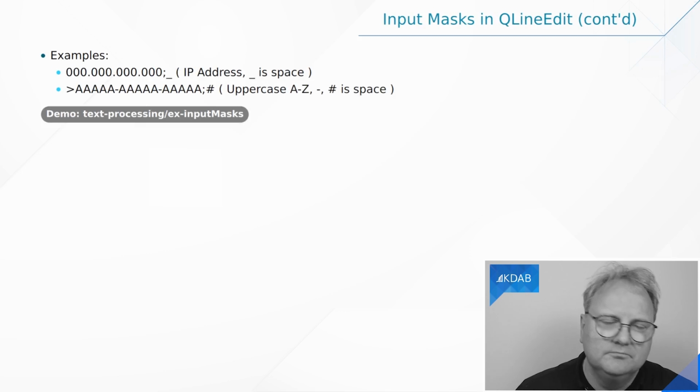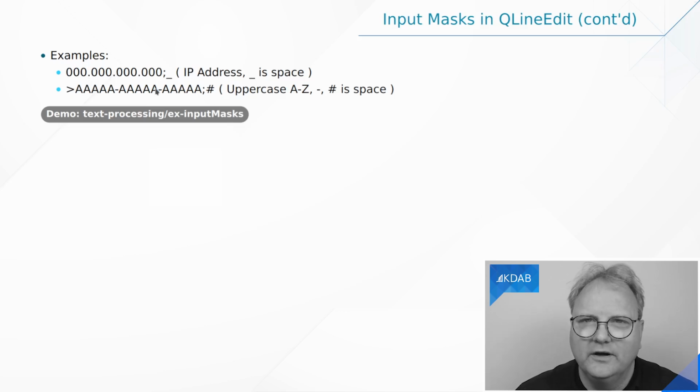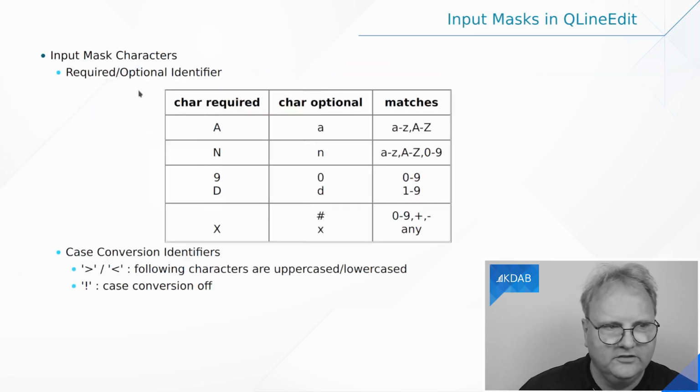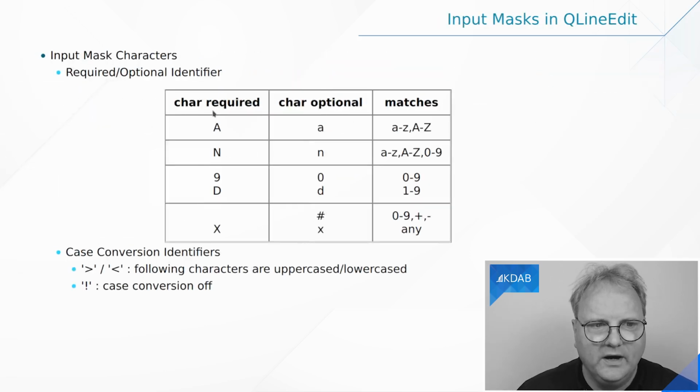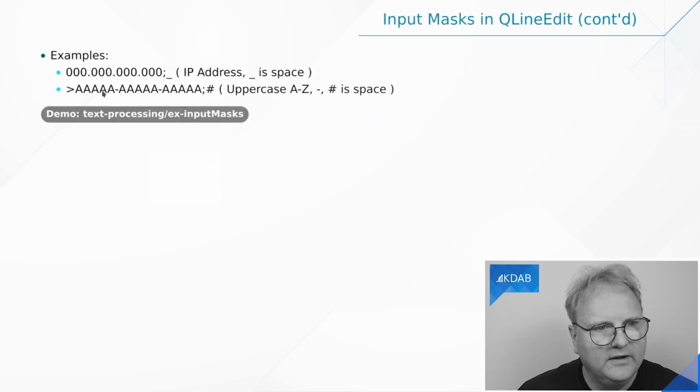So all in all, my string for my IP addresses would look like a number of zeros here with the actual dots in here that I would not type, and then for the license number, what it was, a number of A's, meaning that A was required, and there was a greater than sign there saying, hey, uppercase everything, and the semicolon and the hash mark. Let me show you an example.